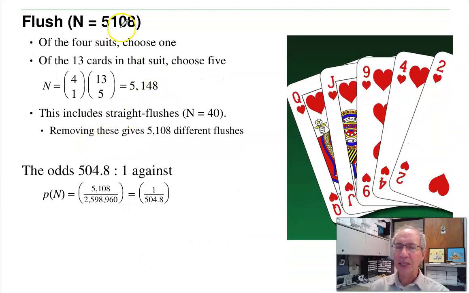Note that it helps to know the answer to find the answer. So here's all the flushes, including straight flushes. Take out the straight flushes and royal flushes, I get 5108. The odds against being dealt a flush are 1 in 504 hands.